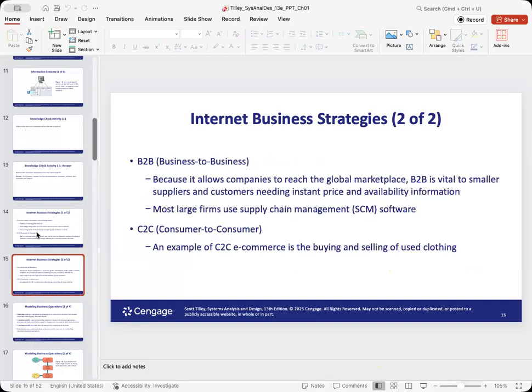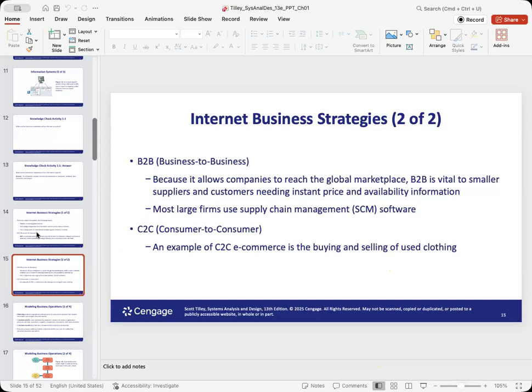We also have B2B. This allows companies to reach the global marketplace. B2B is very vital because it's like a supplier to another supplier. And most of it happens within the large firms, and they use the process you call supply chain management system. I believe you've heard of supply chain management system. It is mostly within the B2B activities, or the business to business strategies.